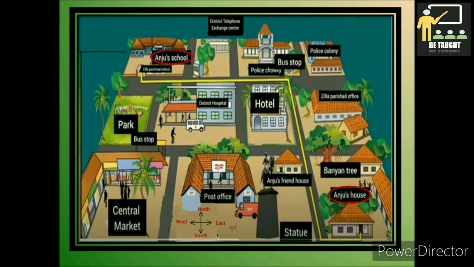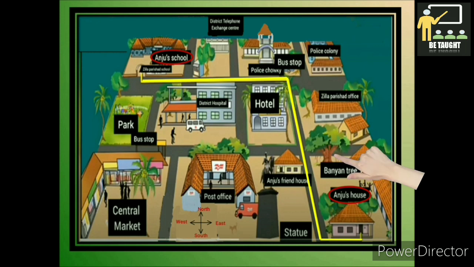Now, let us find a route from Anju's house to her school. We will color the route from Anju's house till the school. Now, the main route is colored in yellow. Now, we will go straight and then take a left turn. And then we will go straight till the end and reach Anju's school. Now, we will note the things seen on the way to the school.